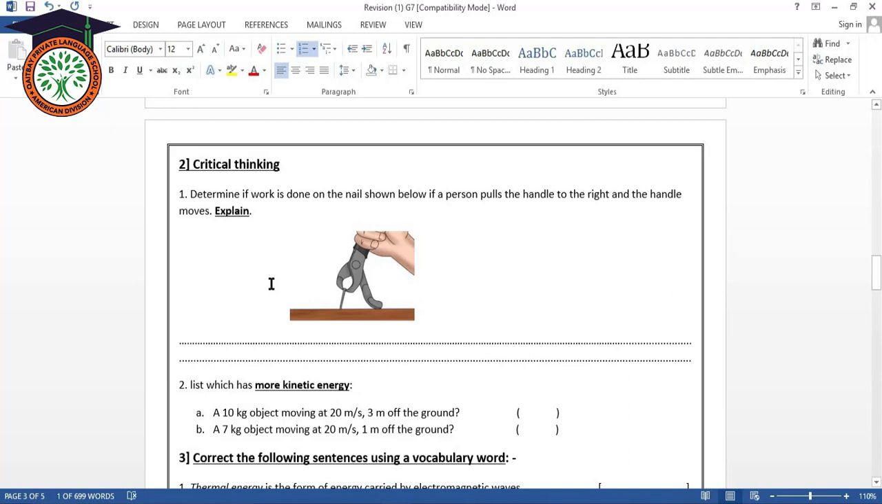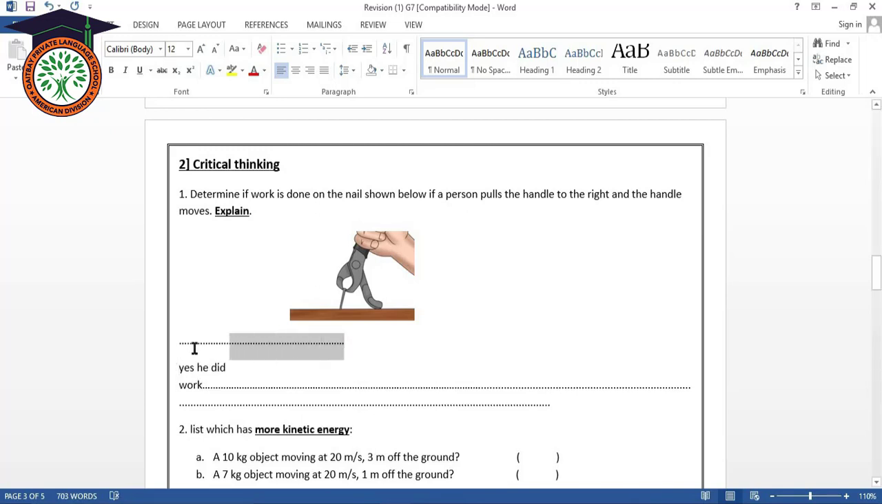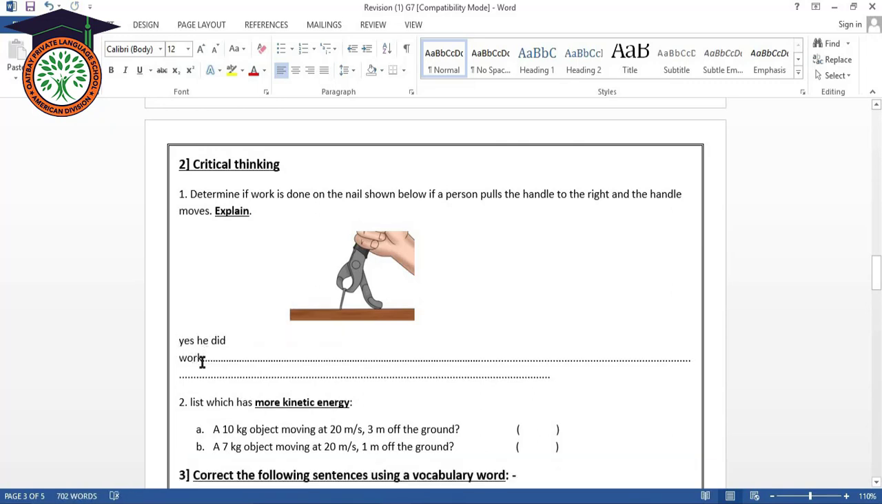A critical thinking. Determine if work is done on a nail shown below. If a person pulls the handle to the right and the handle moves, explain. So I'm asking you here if this man did work or not. We took this before. Yes, he did work. So I will write, yes, he did work. And when he asks me to explain the answer, I will say that the answer will be because the nail is moved a space, right, or a distance.